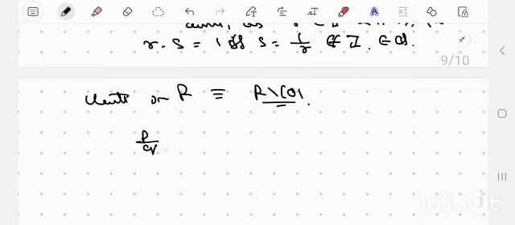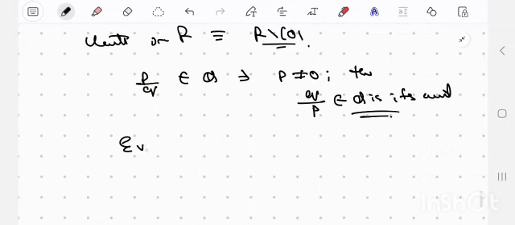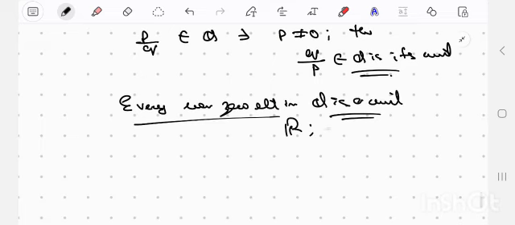Observe that if P by Q is an element of Q such that P is non-zero, Q is obviously non-zero because we are considering elements in Q and these are the standard forms of elements in Q, then Q by P in Q is its unit. So what we can conclude is that every non-zero element in Q is a unit. And you can see that this holds in fact for R and for C as well in terms of the usual operations. Okay, they are always considered the usual operations unless specified in case of Z, Q, R or C.